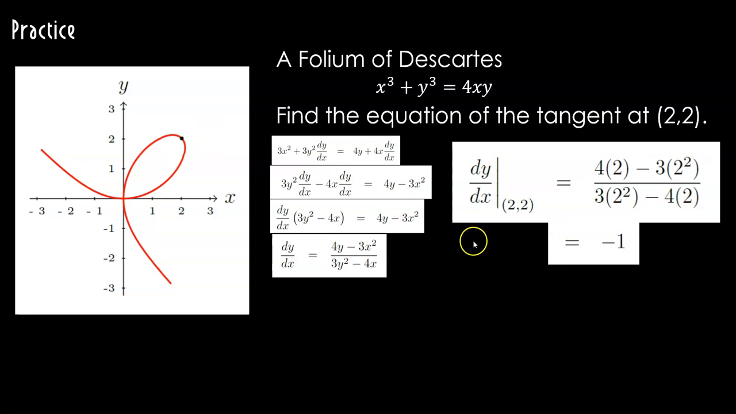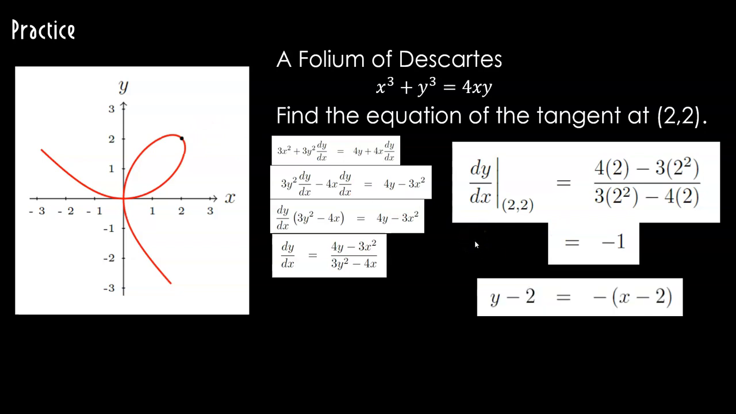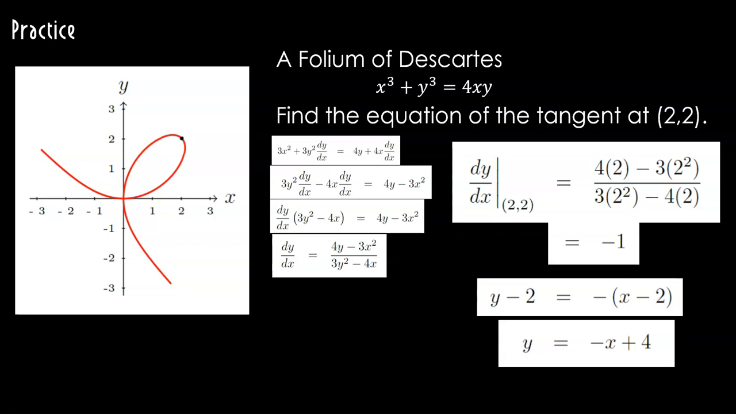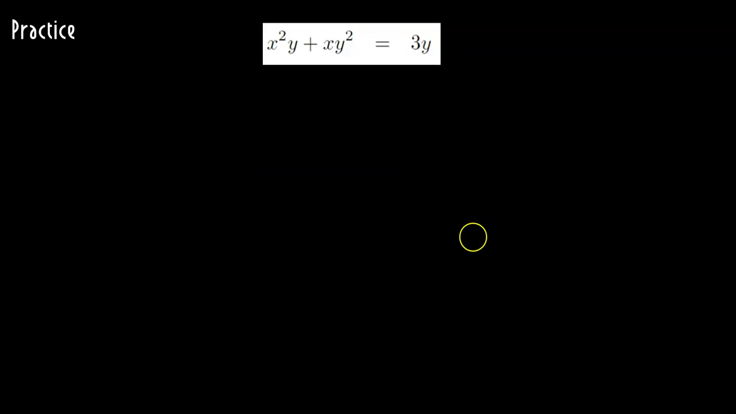So using the point slope form, y minus the y coordinate equals the slope times x minus the x coordinate. Simplify, I get y is equal to negative x plus 4. Now we don't always have a nice pretty graph of our equation. Sometimes we just get a nasty equation. Here we have x squared y plus xy squared equals 3y. We have power rules and product rules. No quotient rules. I should have put a quotient rule in here.